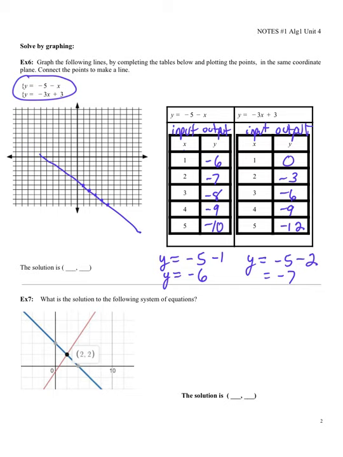Okay. Now I'm going to graph the other line. (0, 3), (1, 0), (2, -3), (3, -6).